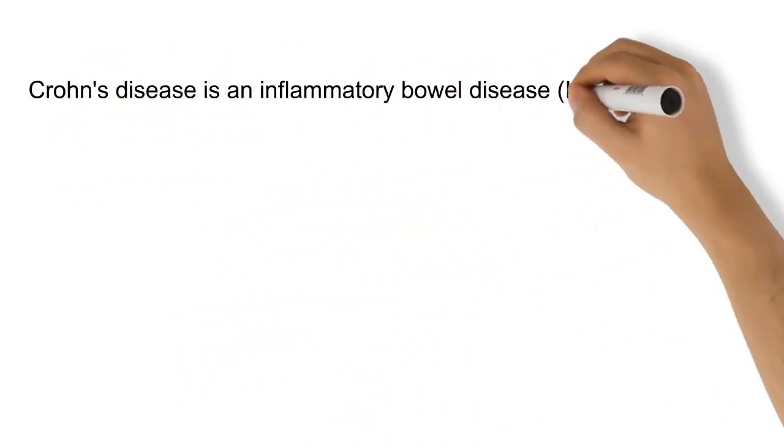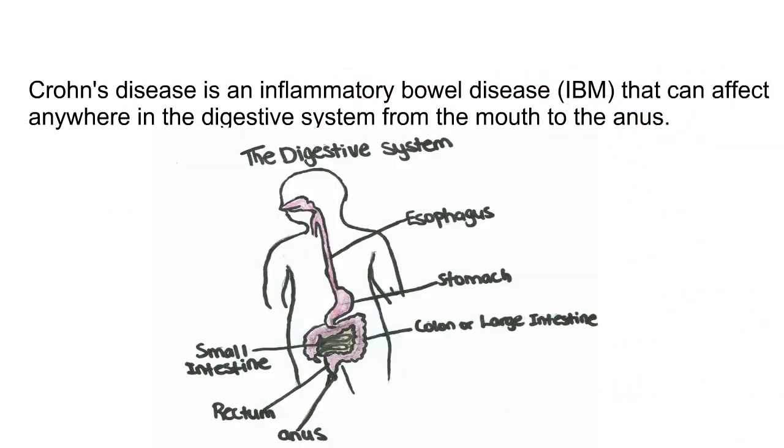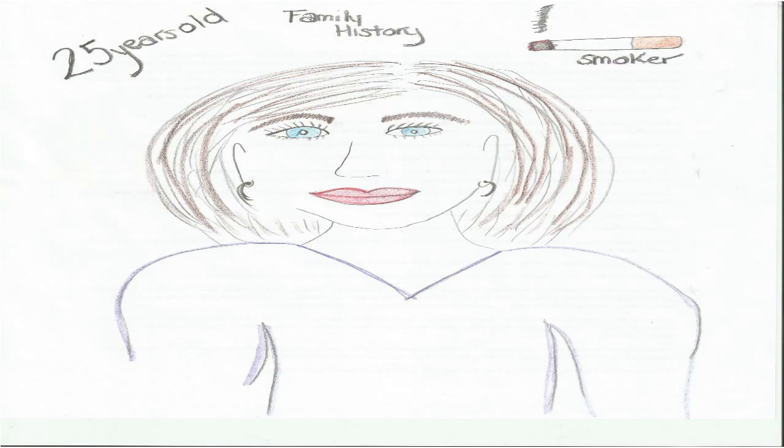Crohn's disease is an inflammatory bowel disease, or IBD, that can affect anywhere in the digestive system. This is Susan, a 25-year-old female who smokes. She has a brother who suffers from Crohn's disease. She recently has been experiencing diarrhea, weight loss, and has been having a fever.